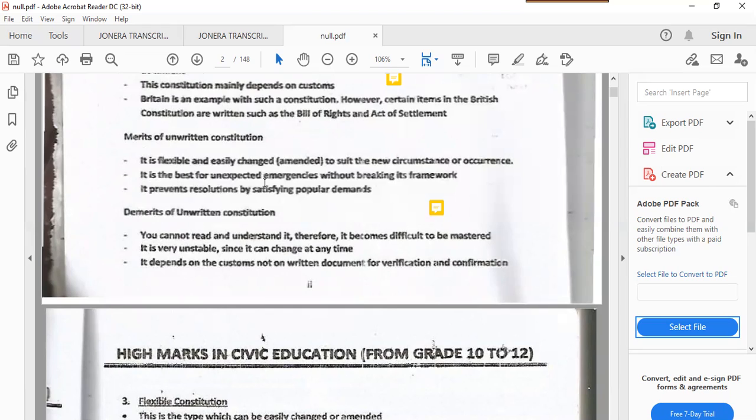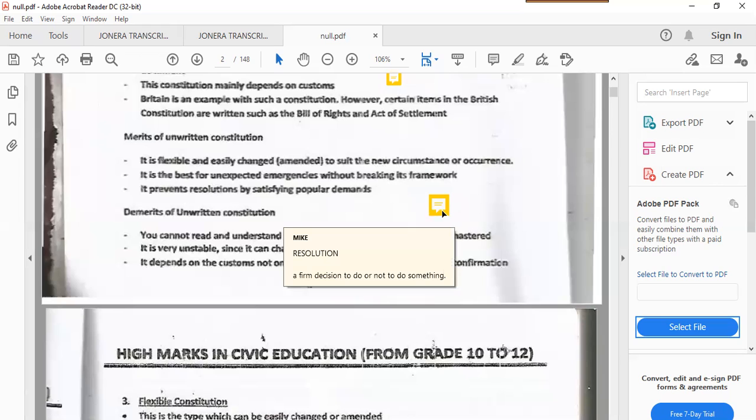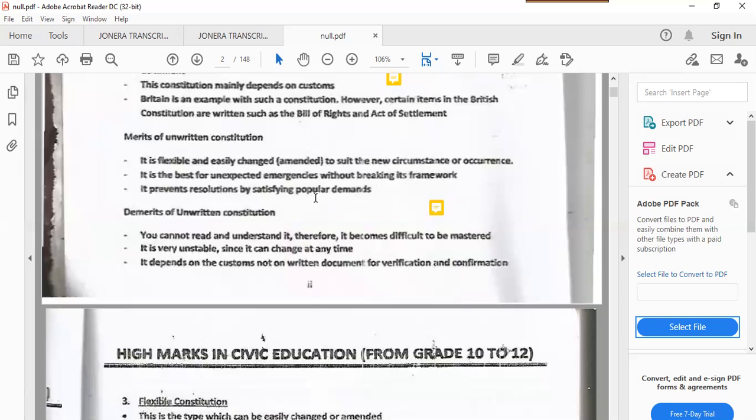It is best for unexpected emergencies without breaking its framework. So it's very easy, flexible, and easily amended. It's proactive in that it's best for unexpected emergencies, like a president dying, or someone in high office dying. And it also prevents resolutions by satisfying popular demands. What does this word resolutions mean? A resolution is a firm decision to do something or to not do something. So it prevents unnecessary resolutions because it meets popular demands.